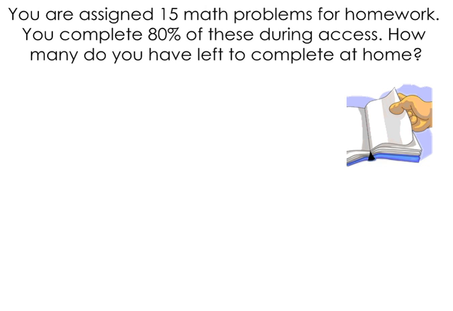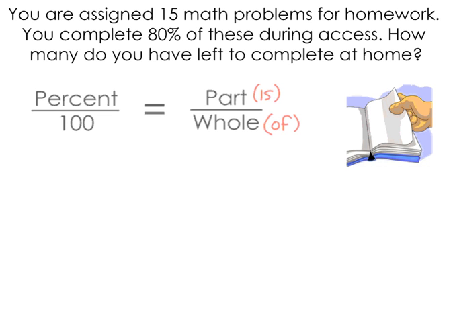All right, now that we've had a chance to try a few examples, we're going to apply that with a word problem. So it says you were assigned 15 math problems for homework. You complete 80% of those during Access. How many do you have left to complete at home? So we'll start with percent proportion. It says that we completed 80% of those. So we'll start with 80 out of 100.